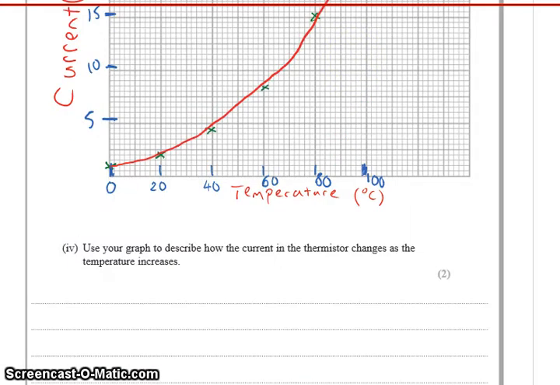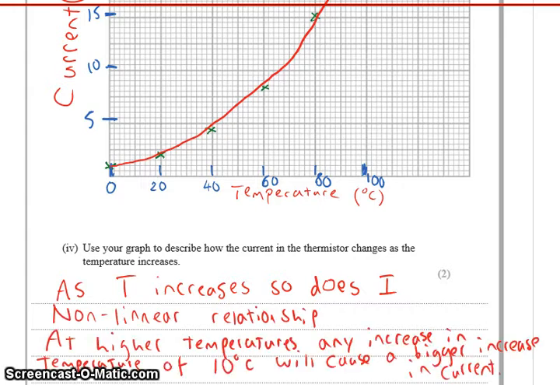And once we've drawn the graph, we're asked to use it to describe how the current in the thermistor changes as the temperature increases. Now the first thing, the most obvious thing, is that as the temperature increases, the current increases too. Now what we've got here is not a straight line though, so we don't have a linear relationship. And what you should be able to see is that the line is steeper at higher temperatures, and the way we can describe that is we can say at higher temperatures any increase in temperature of 10 degrees, or in fact any unit of temperature of 1 degree even, will cause a bigger increase in current.